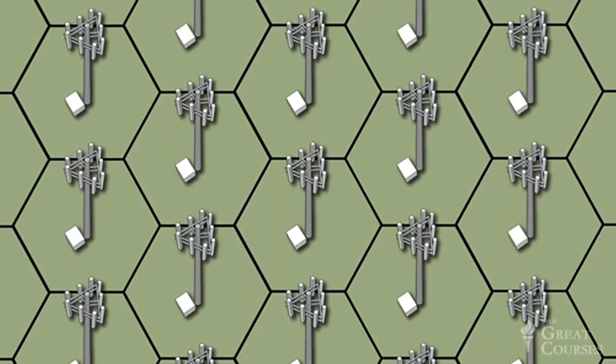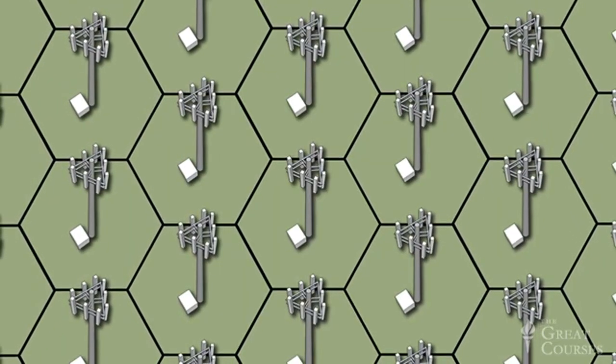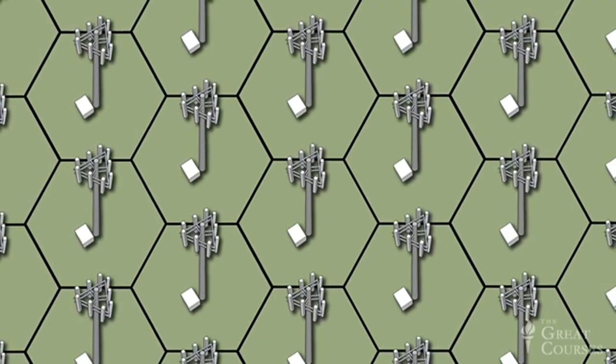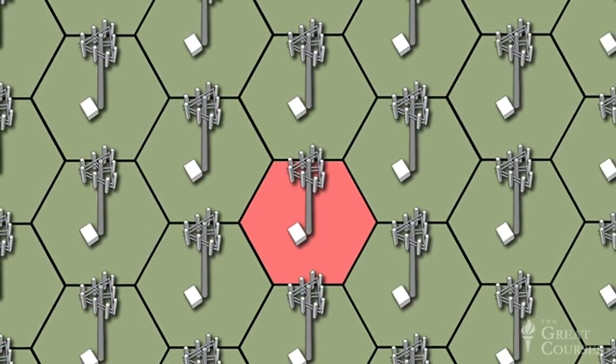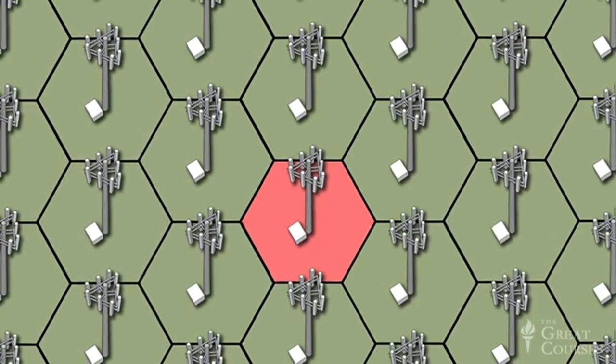The electromagnetic spectrum is a finite resource. If we start handing out two frequencies per mobile phone, we'll run out of frequencies long before we run out of mobile phone users. Cellular networks handle this challenge through a concept called space division multiplexing. A geographic region is subdivided into a regular grid of smaller areas called cells. And yes, that's why it's called a cellular system.